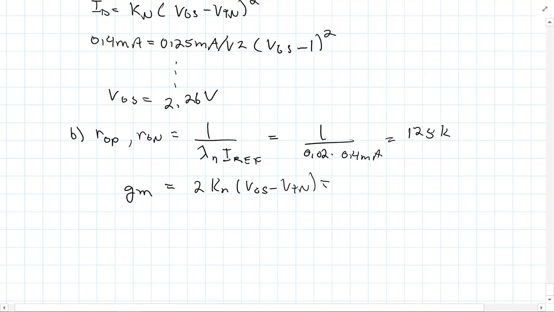And so, because I already have what VGS is, I have 1.16 times 0.25 times 2. And we get 0.58 milliamps per volt for GM is what we end up getting.